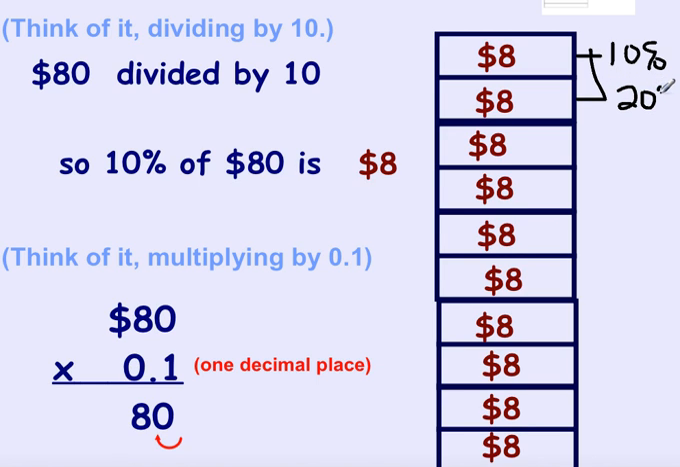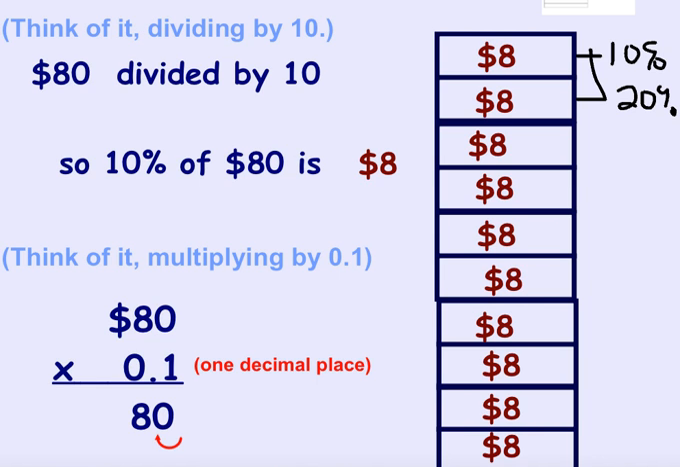So for some of you, it might be easier for you to think in 10% and just go down the line. Maybe it's helpful later when you have to do like 30% of a number. So you're going to do 8 3 times, and that's $24. So 30% of $80 is 24.